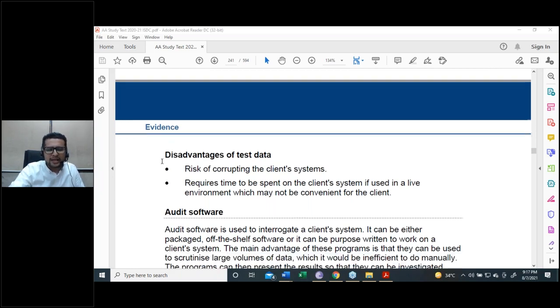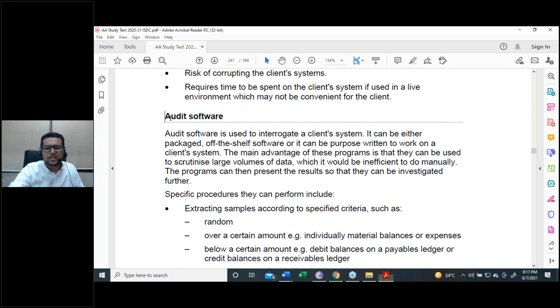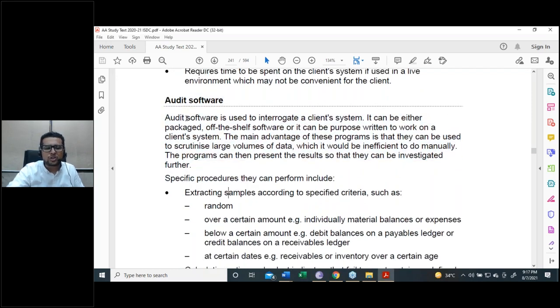Okay, are you clear with the test data? Let's go to the audit software, the second technique. Audit software is used to interrogate the client system. How to interrogate the client system? You are going to use software, and that software could be off the shelf software, that is ready-made software, or maybe for the sake of that client you are going to develop and design a customized software.